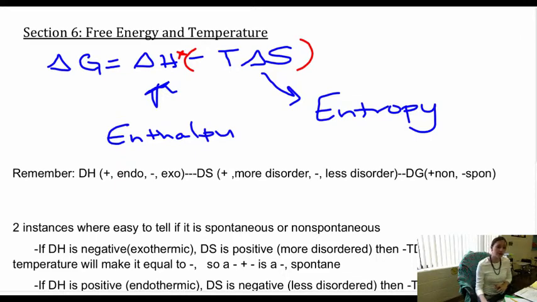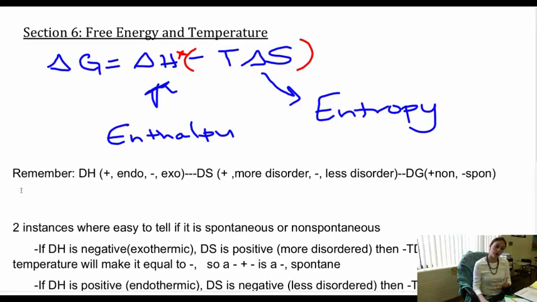Okay, so you have this equation here at the top. It's on your equation sheet. It says delta G equals delta H minus T delta S. The delta H component is enthalpy. The delta S component is entropy. And we usually lump that temperature in with the entropy component.